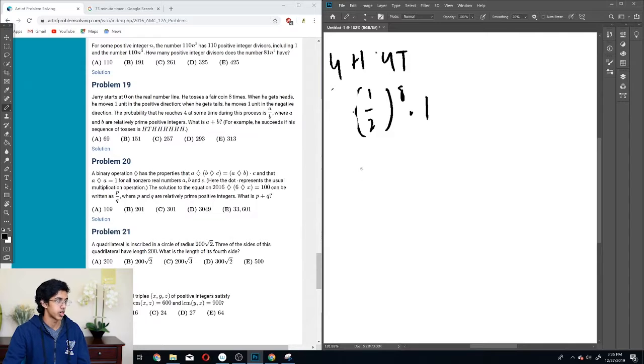Times 1. Okay, now we got 5 heads, 3 tails. So now you can either have 4 heads followed by a tail, or you can have this 1 tail anywhere in between. Because you could have 1 head and 1 tail, so you go back, but then you have 4 heads in a row.